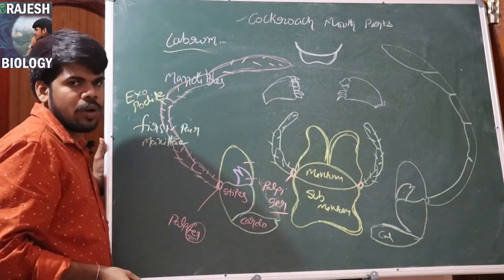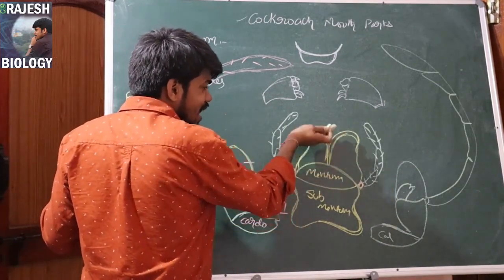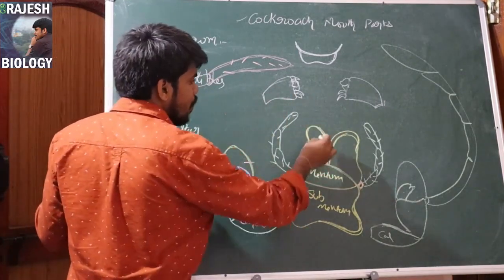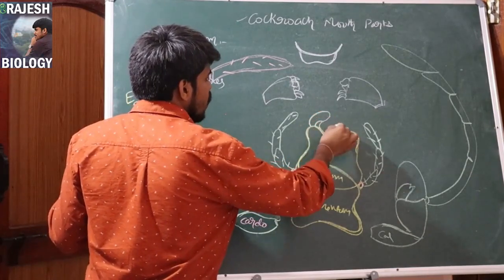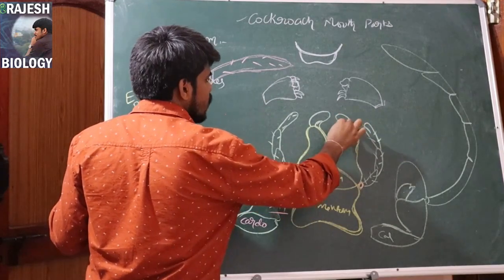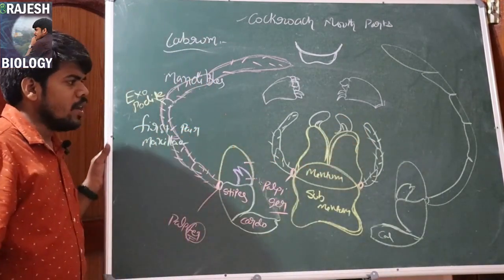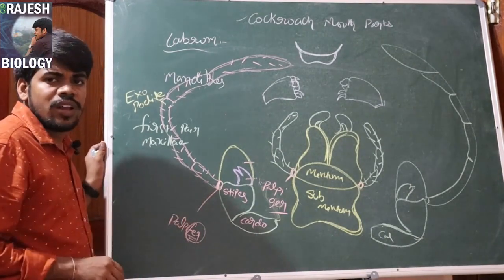It is the labial palp. And at the tip, at the end of the prementum, there are a glossa and paraglossa. So these are the structures of the labium.